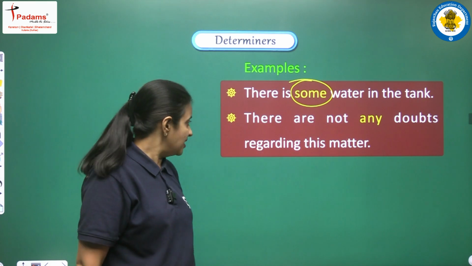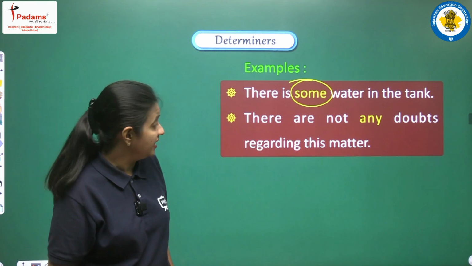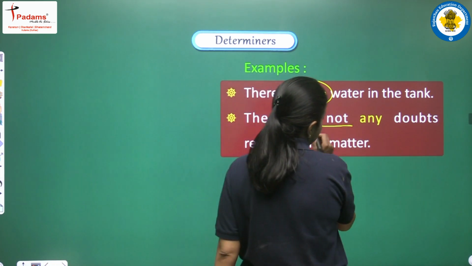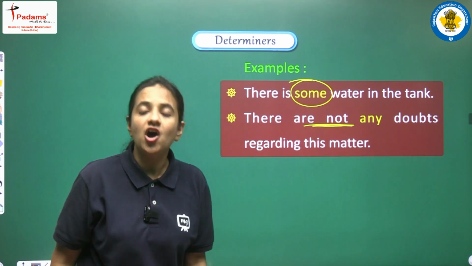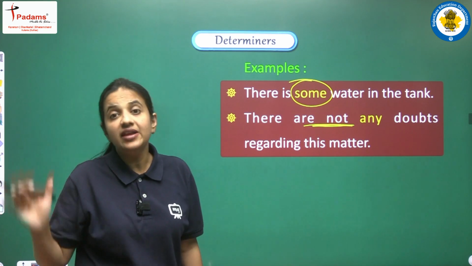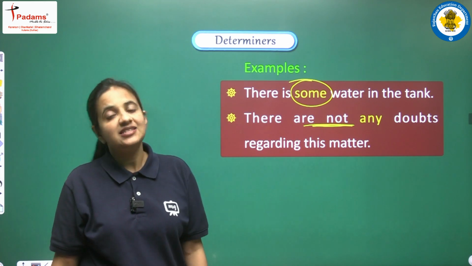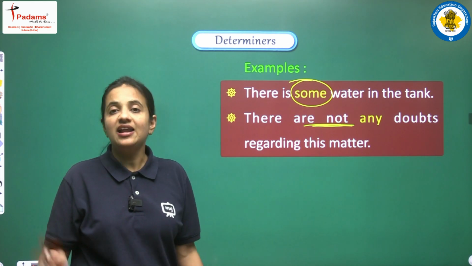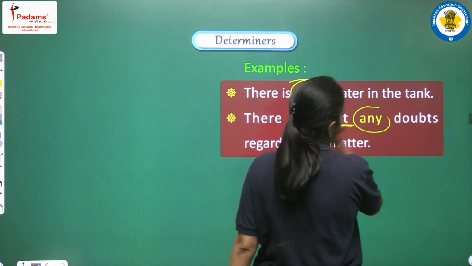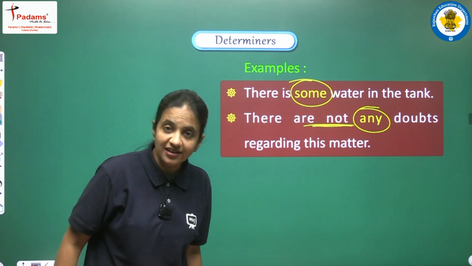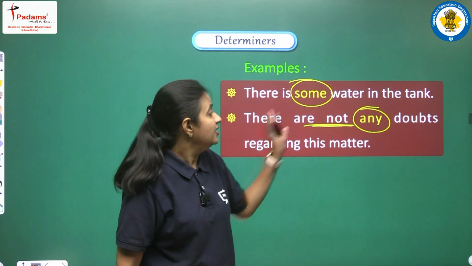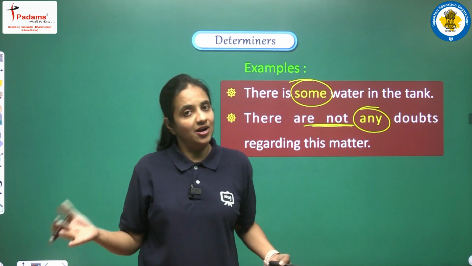Okay. Second example, there are not any doubts regarding this matter. In this sentence we can see clearly that we have not. Not is one of the negative words. So it means that we have a negative sentence here, and yes, again according to the rules, if we have a negative or interrogative sentence, then we have to use any. So yes, we have any here in this sentence, and we are trying to say that regarding this matter there are not any doubts.